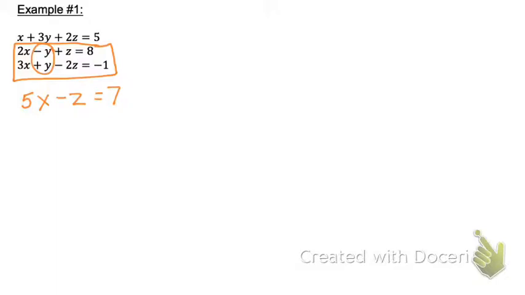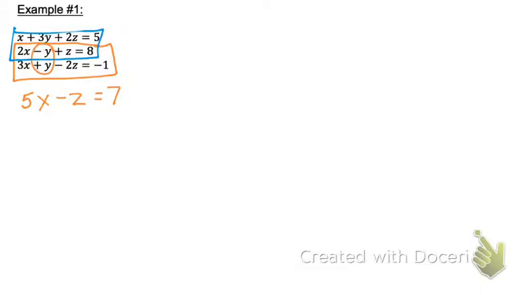Now I need to choose 2 more equations to eliminate y from. It can either be the first and the second, or it can be the first and the third. But since we've already used the second and the third, we can't do that again. So let's choose the first one. And you want to do the second one? Okay. Doesn't matter. You can do either one.